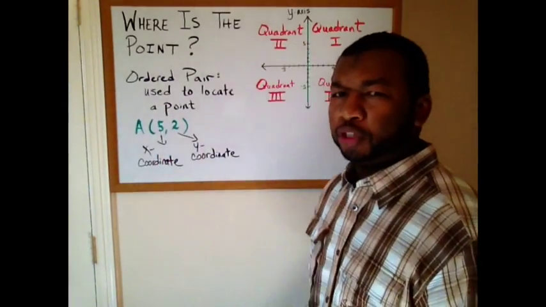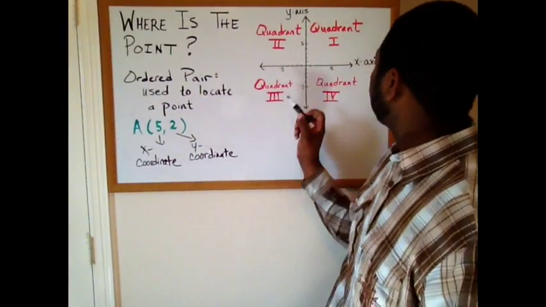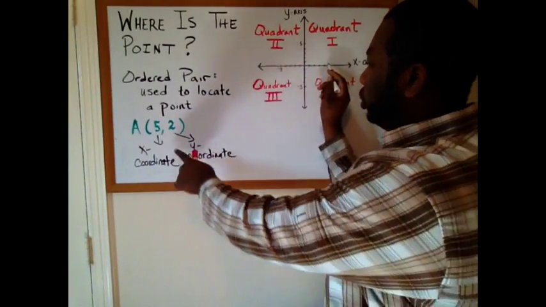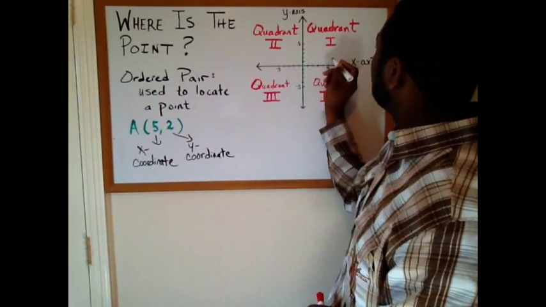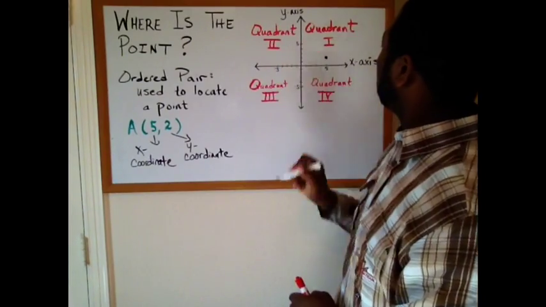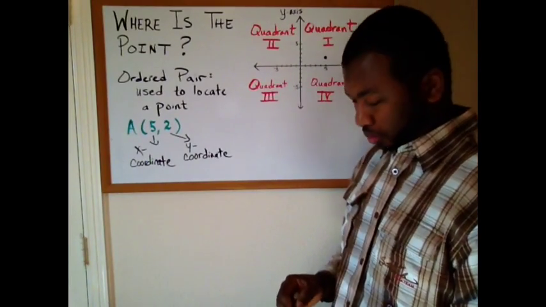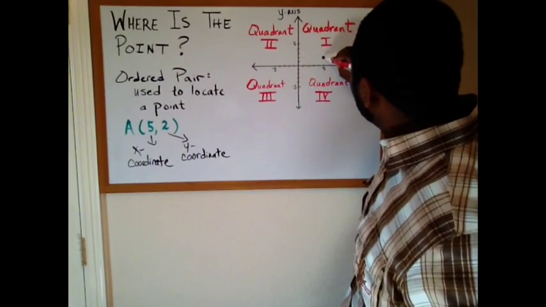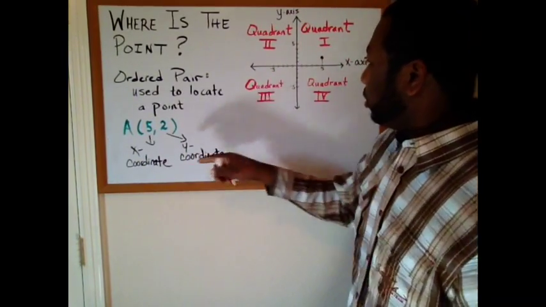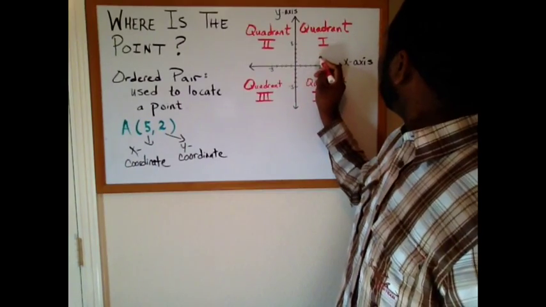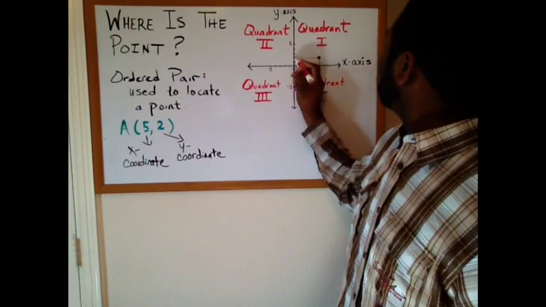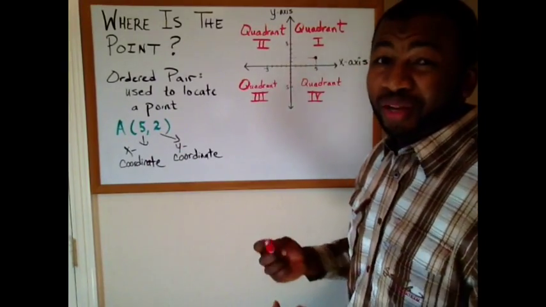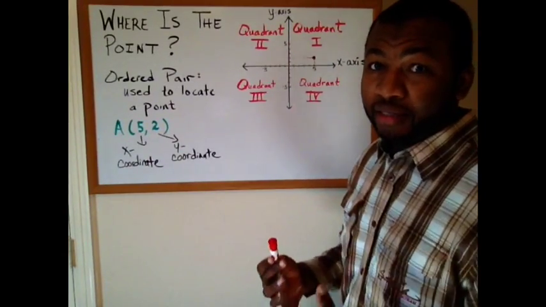Alright, so to find 5, 2. X coordinate's 5, so I'm going to start at my origin and go out 1, 2, 3, 4, 5. Y coordinate's 2, so I go up 2. Once I think I've located this point, just make sure it lines up right. It has to line up with the x coordinate of 5 on the x-axis, and it needs to line up with the 2 on the y-axis. If so, I located it. It's that simple.